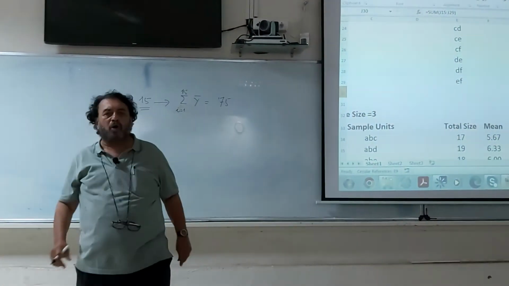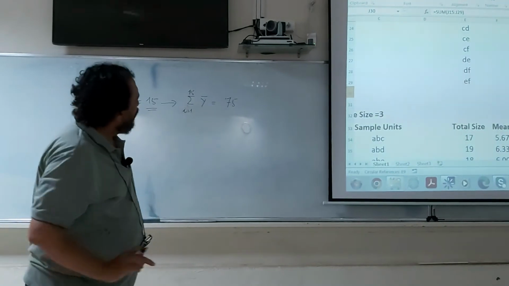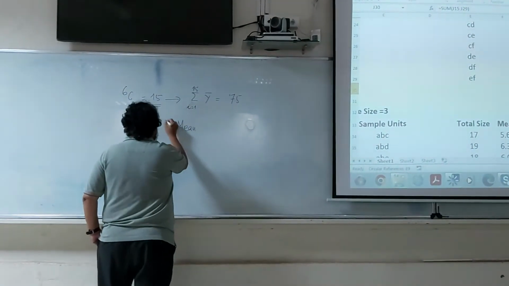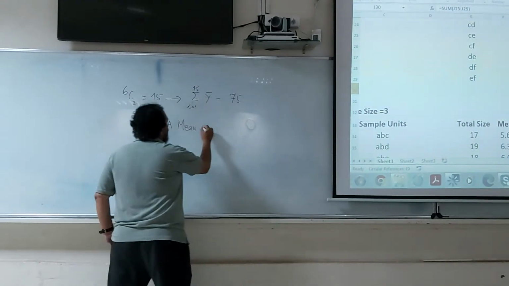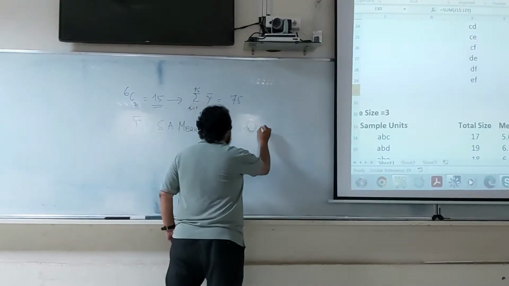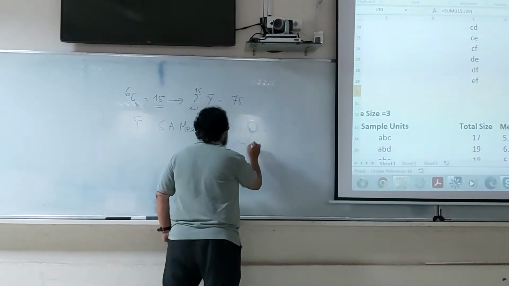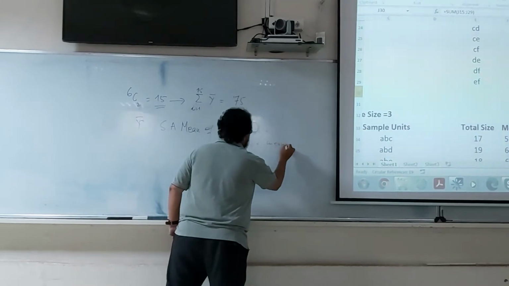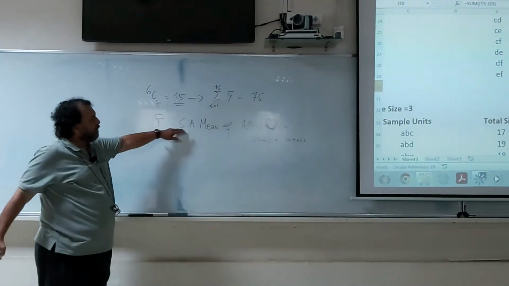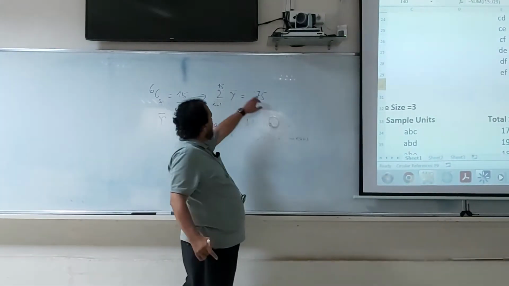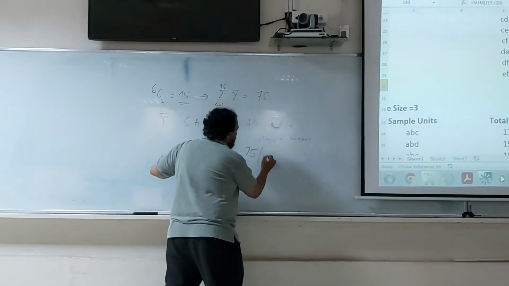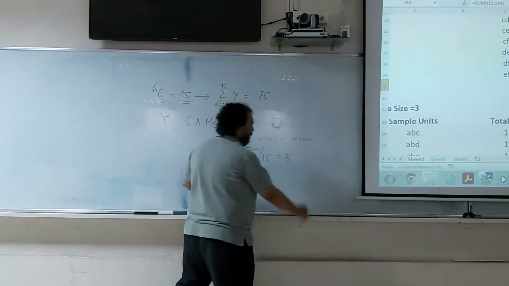75 is the sum total of all sample means, so if we calculate what can be called the mean, that is the simple arithmetic mean of all possible sample means, what do we get? The simple arithmetic mean of all 15 possible sample means would be 75 divided by 15, which is equal to 5.